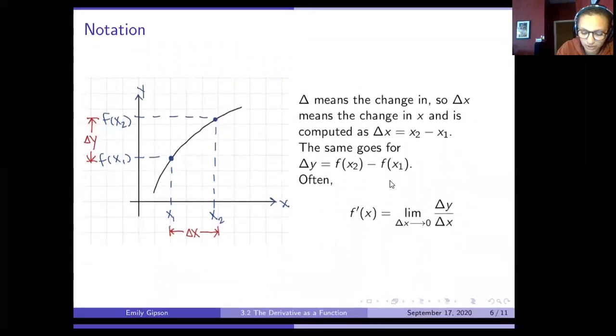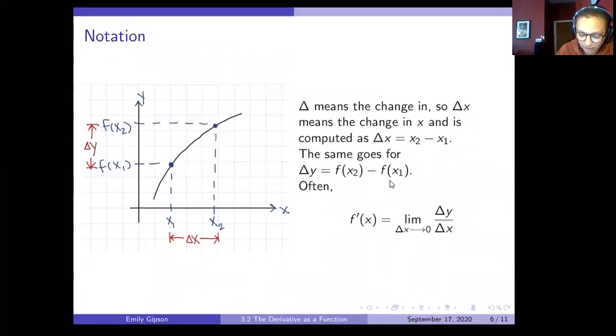So now let's comment on notation a little bit. Capital delta means the change in. So capital delta x means the change in x, and it's computed to be delta x equals x2 minus x1. And the same goes for delta y, except this time we're evaluating f of x2 minus f of x1. And often f prime of x is denoted as the limit as delta x goes to 0 of delta y divided by delta x.